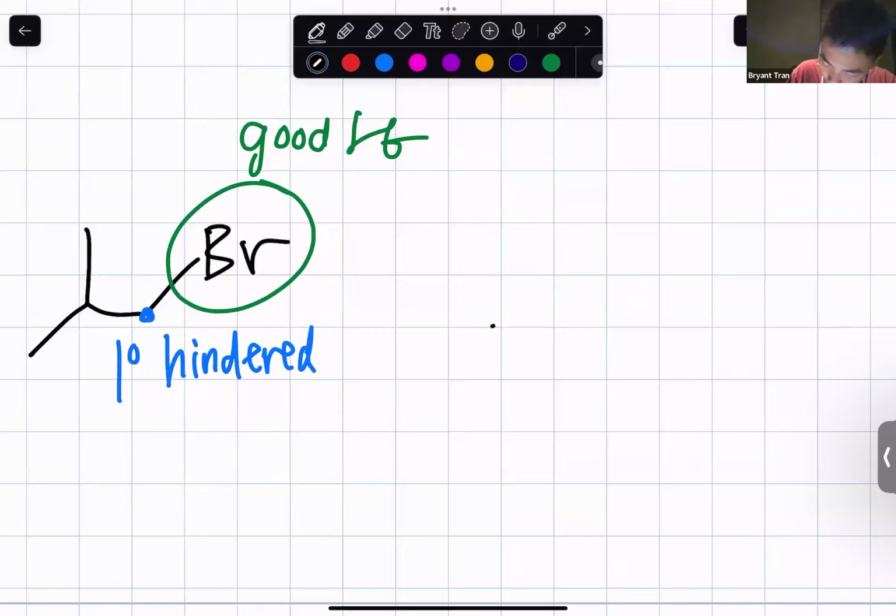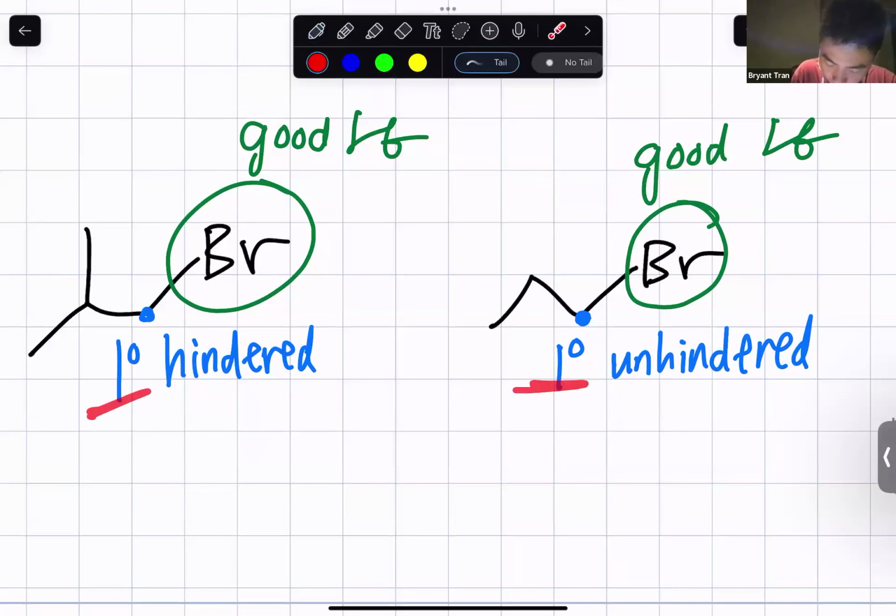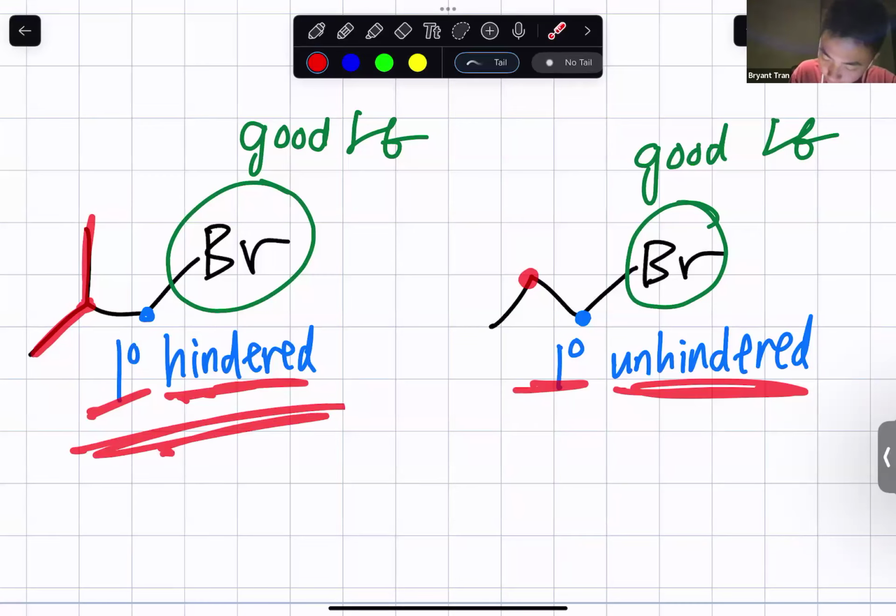Whereas if you had this substrate here, which is also a primary substrate attached to the good leaving group, that primary substrate is unhindered. They're both primary because they're both attached to one carbon. But the difference is that the carbon they're attached to can be hindered or unhindered. If it has more than one group, like the one on the left does, it's a primary hindered substrate. If it only has one or fewer groups, then it's going to be unhindered.